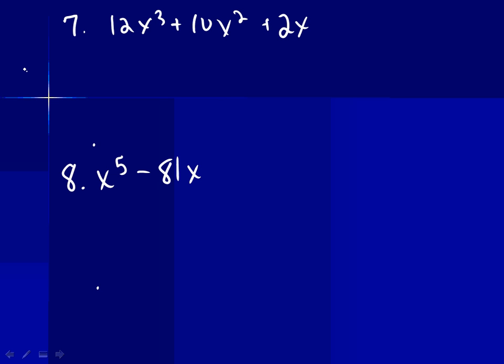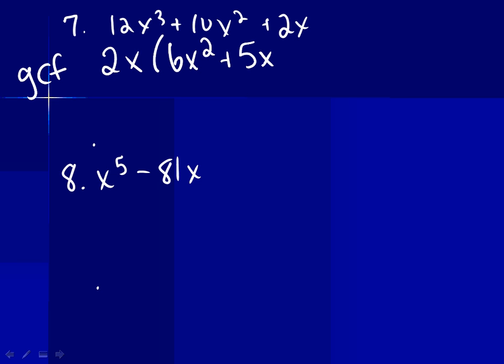The first thing I'm going to try is GCF. They all have an x in common. They also all have a 2 in common. So I'm going to bring out a 2x. Left inside the parentheses is going to be 6x squared plus 5x plus 1. You do have to have the 1 there.